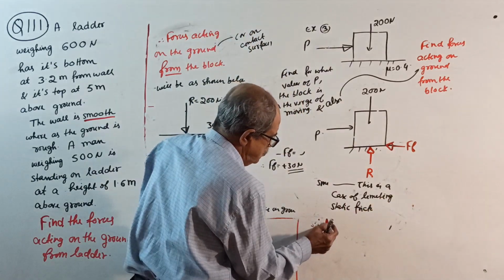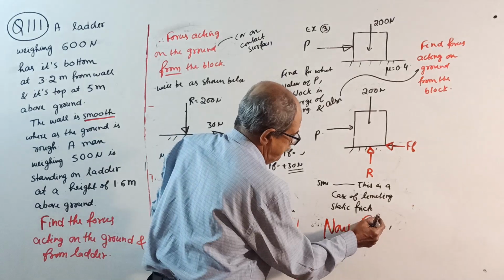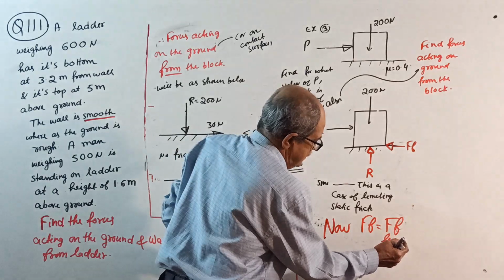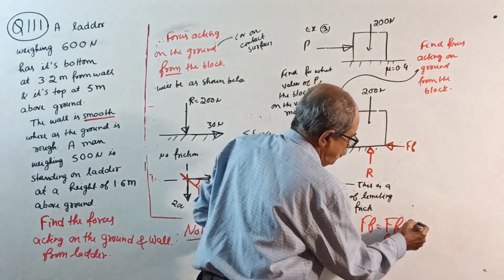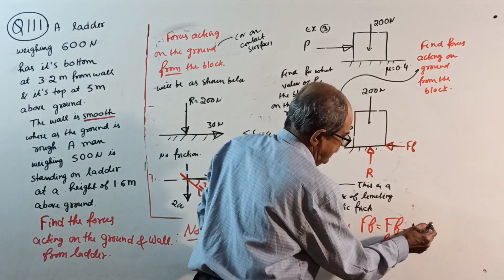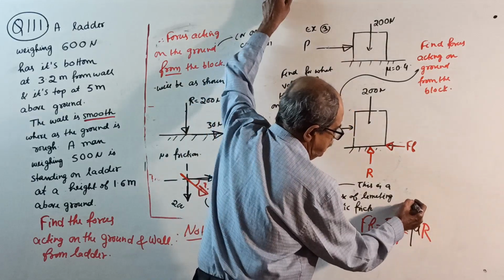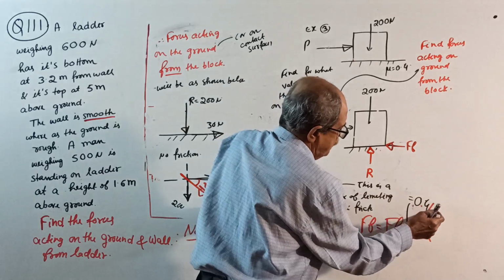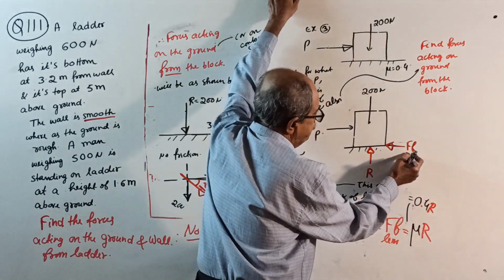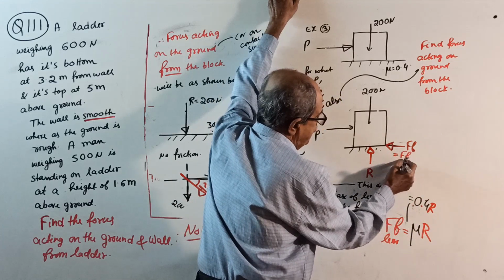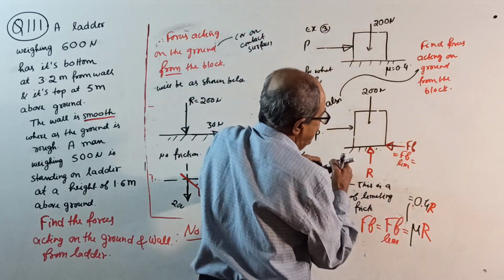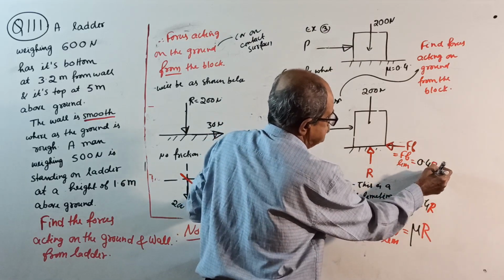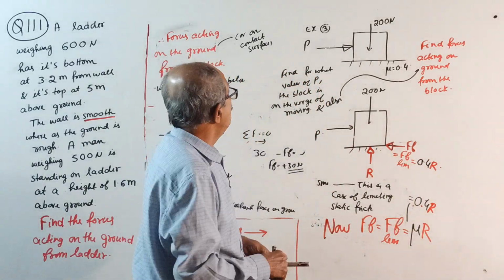Therefore, FF will become FF limit equal to mu into normal reaction R, and mu is how much? 0.4 into R. So you write here, FF limit equal to 0.4 into R. Now correct. Okay, now solve.